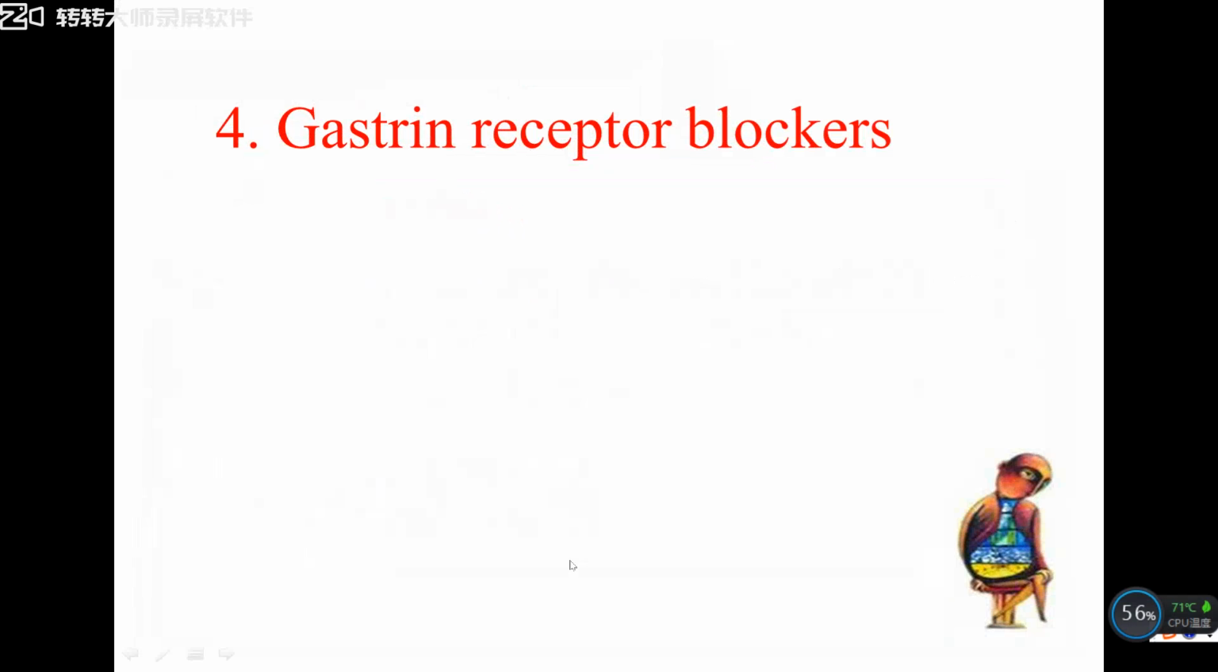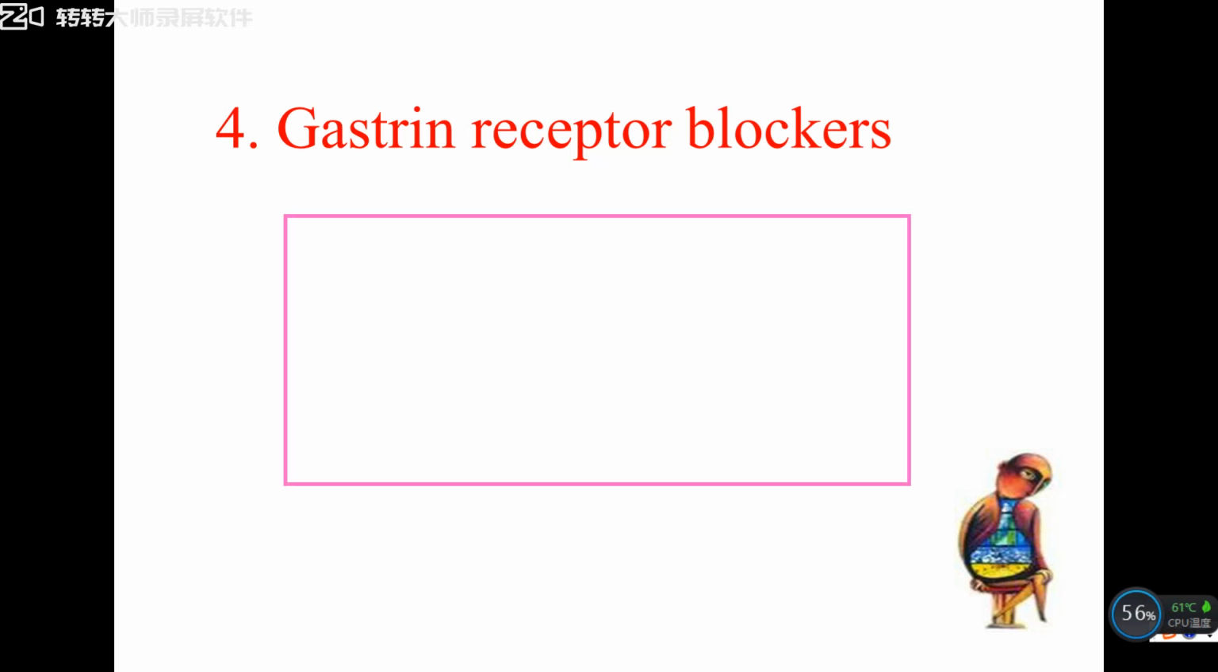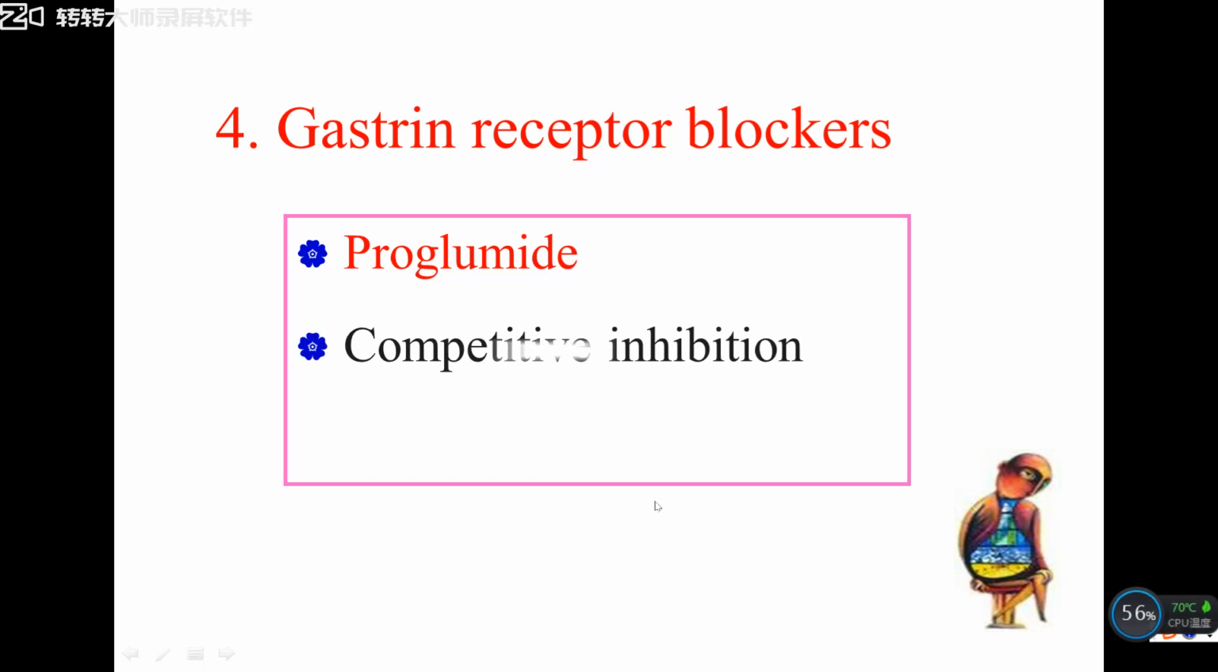The fourth kind of blocker that inhibits gastric acid secretion is the gastrin receptor blocker. The drug is proglumide. It competitively inhibits the gastrin receptor and inhibits gastric acid secretion. It is used to treat gastric ulcer, not as the first line.